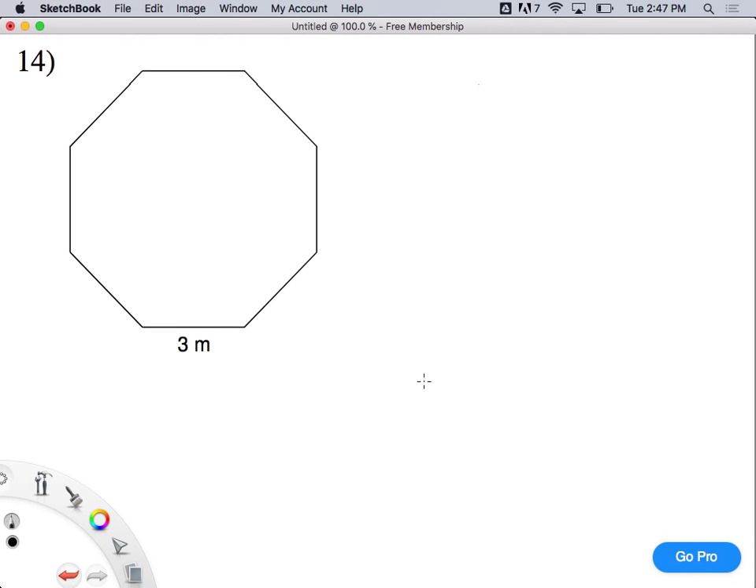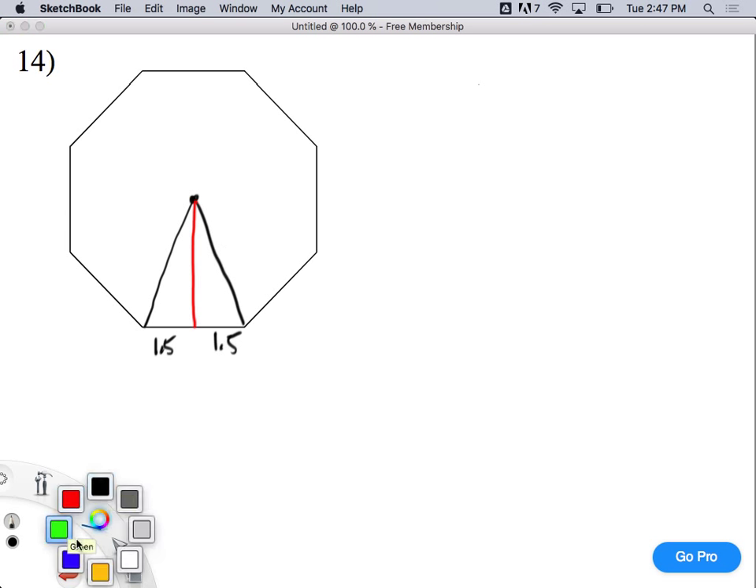Okay, now, look, again, I draw my triangle. Number 14. If this is 3, then each one of these is 1.5, right? Okay, now to figure out the angle, that's the next step.